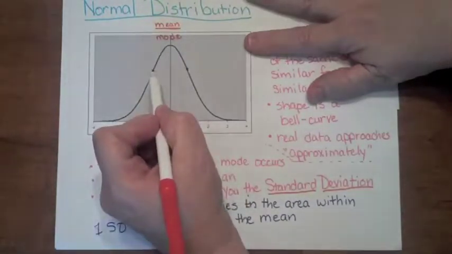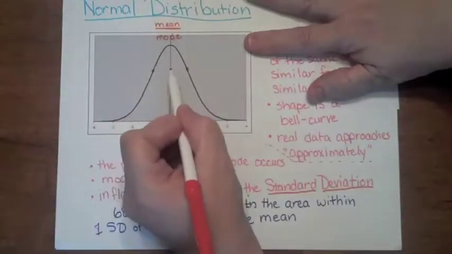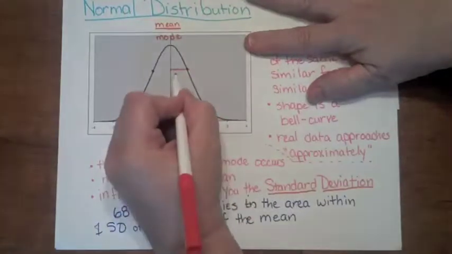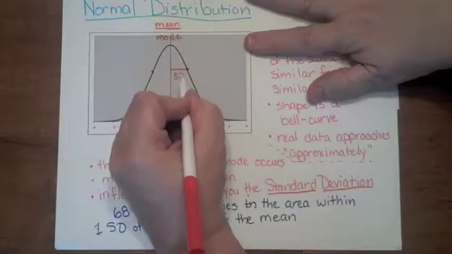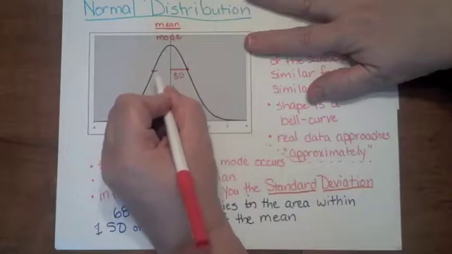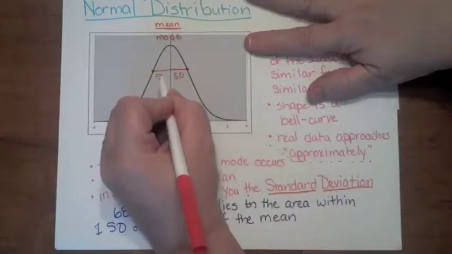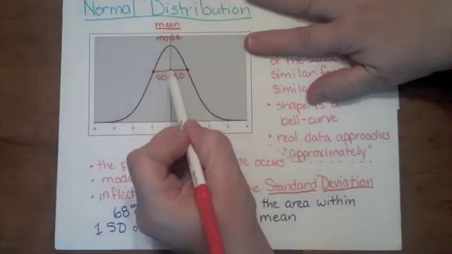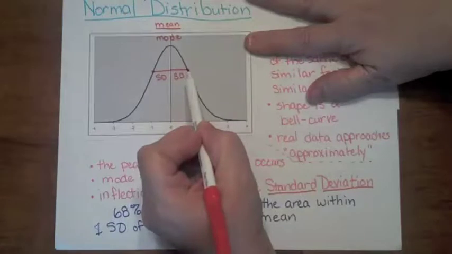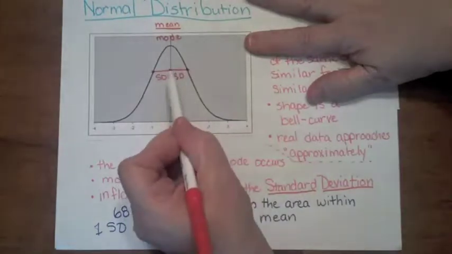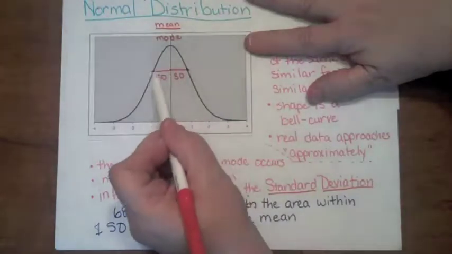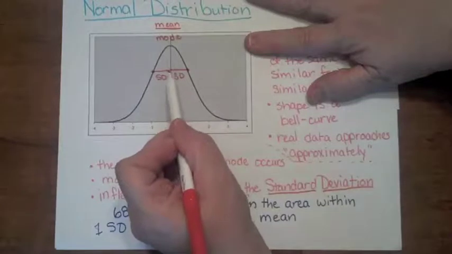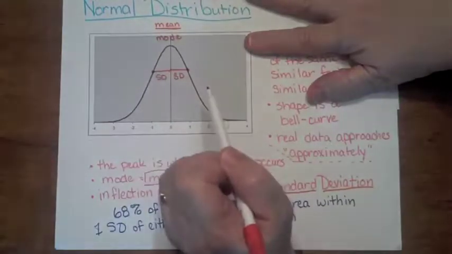So the distance from the mean to that point of inflection is called our standard deviation, which I'm abbreviating by SD. Notice there's one standard deviation on this side, and another on this side. Okay, but the standard deviation is the distance between the mean and the point of inflection.